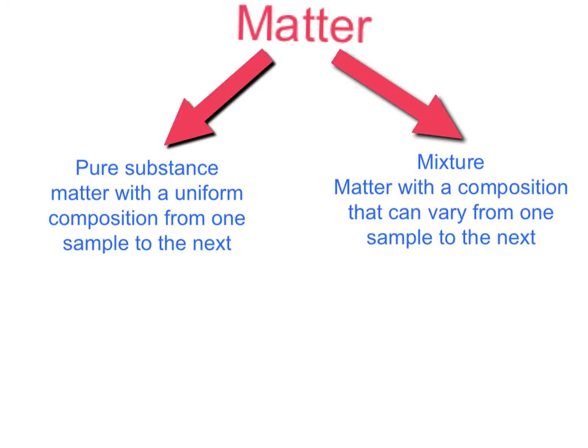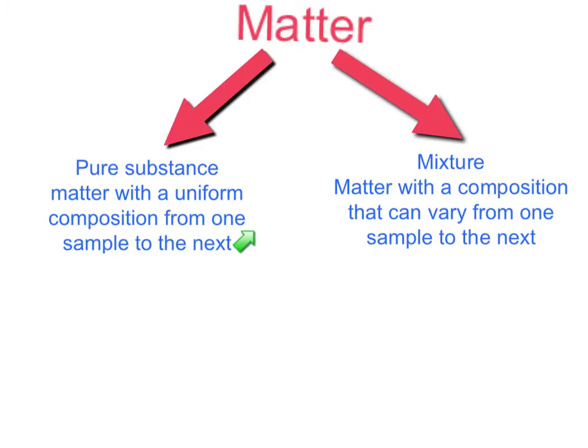All right, so matter is broken down into two different categories. No matter what you pick up in terms of matter, it's one of these two types. The first is pure substance. The other one is mixture. A pure substance is matter with a uniform composition from one sample to the next.